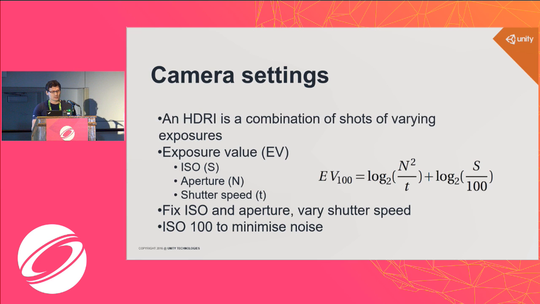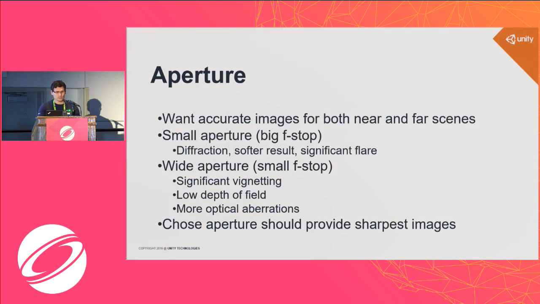An HDRI is a combination of shots of varying exposures. The exposure is based on 3 parameters: aperture, ISO, and shutter speed. And a given combination of these 3 parameters can be summarized by an exposure value, or EV. Unity HDRI are acquired with fixed ISO and aperture values, and we only vary the shutter speed to control the exposure. We set the ISO to 100 to minimize the noise.